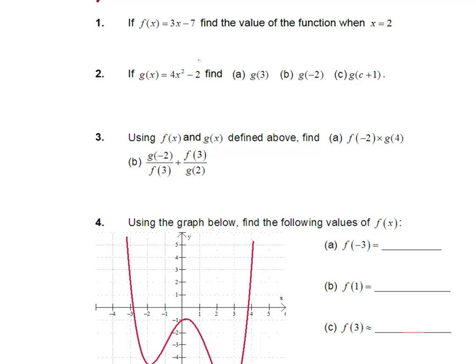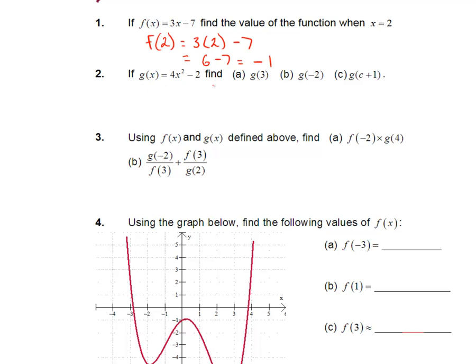In this video, we're going to solve some questions about functional notation and finding values of a function at given points. So we'll start with the first question here. f of x is given as 3x minus 7, and we need to find the value when x is 2. What that means is f of 2, where we replace x with 2. We do the same thing here. Replace x with 2. We get 6 minus 7, which is negative 1.